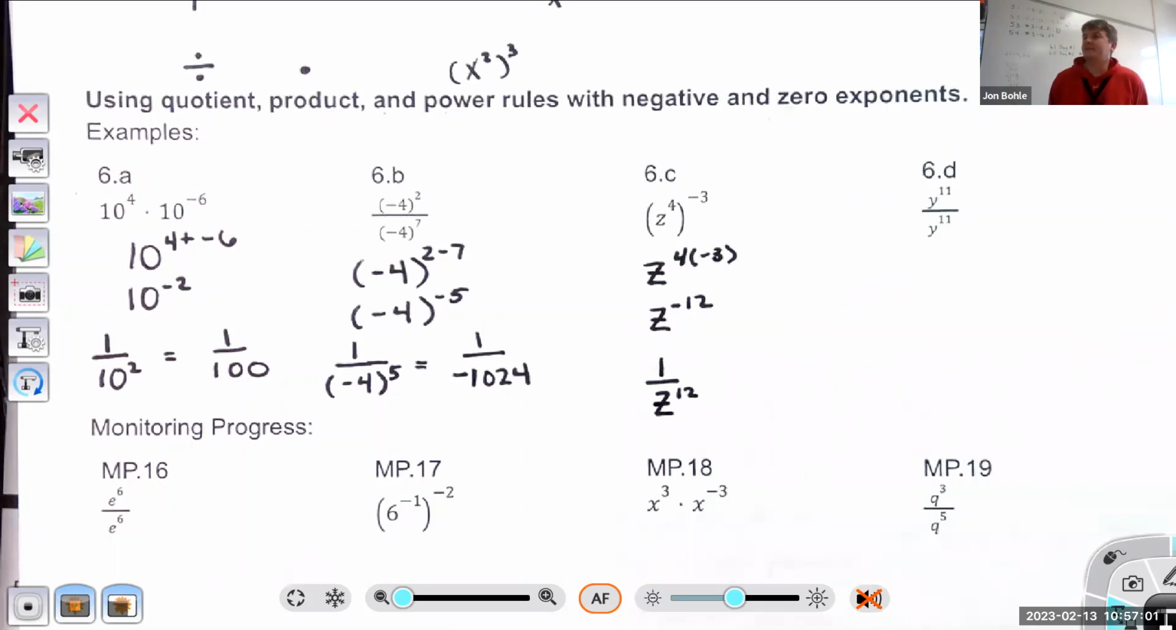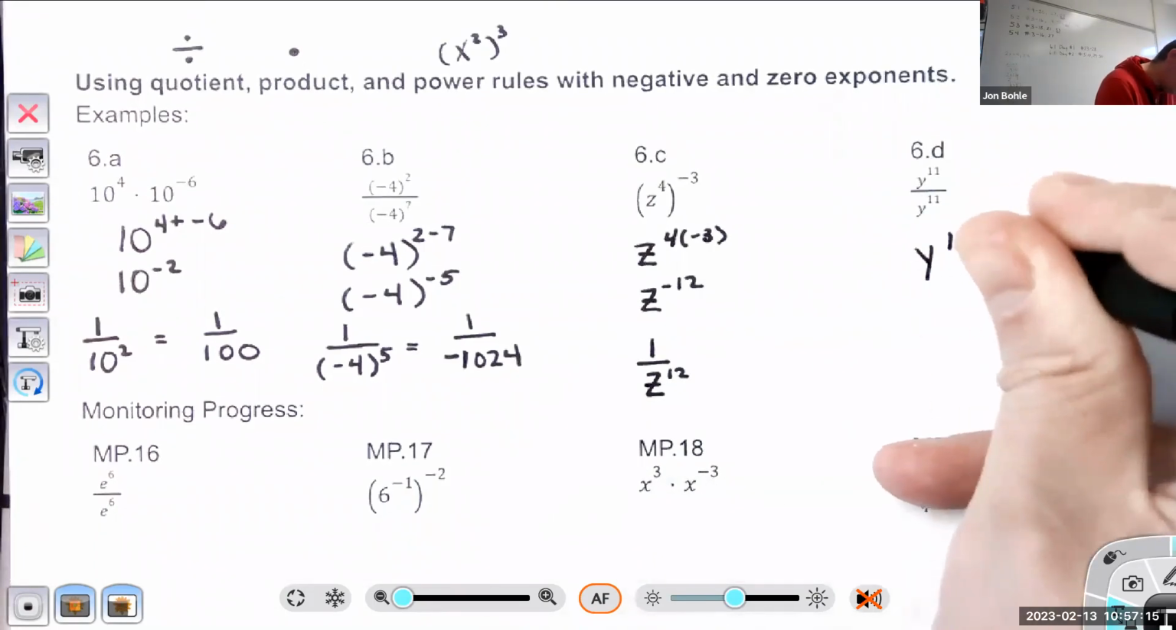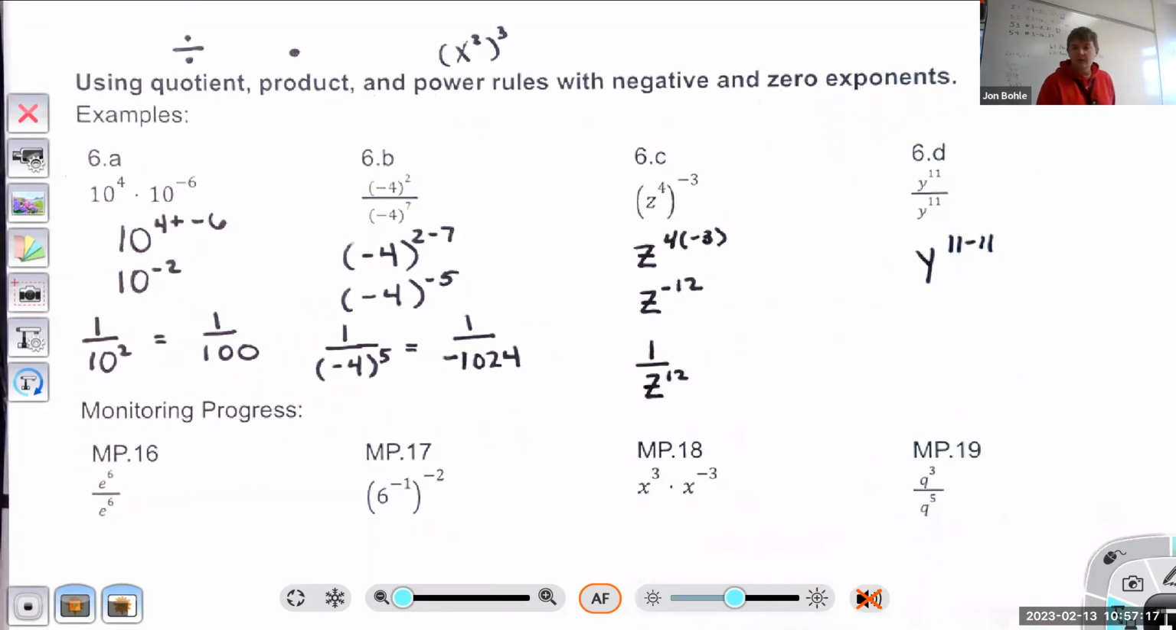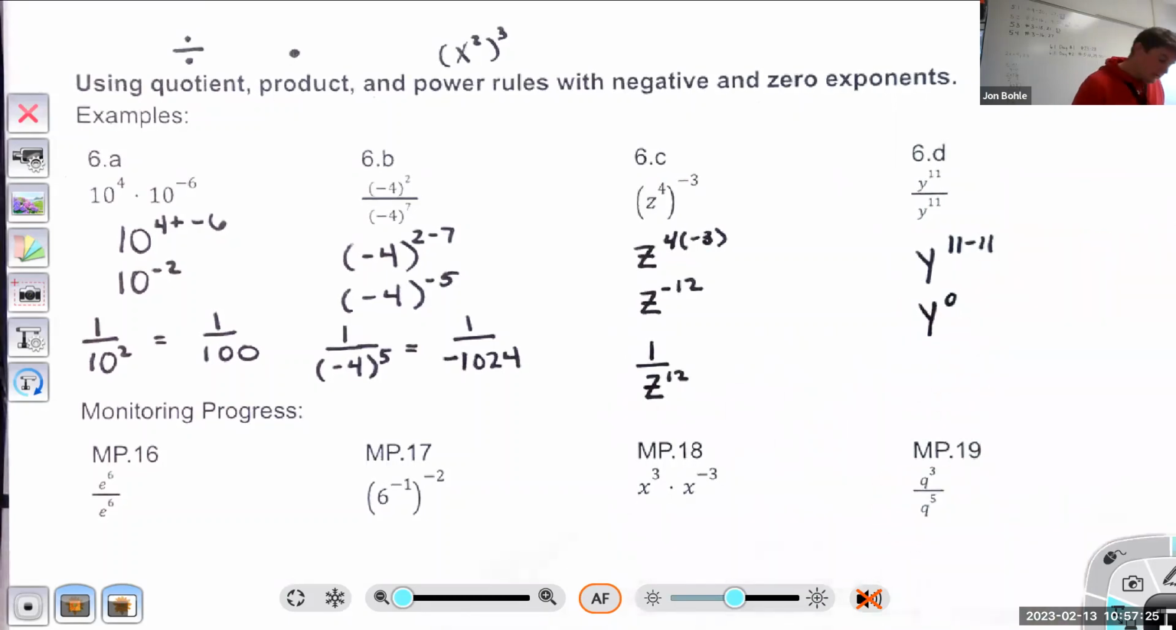Okay, 6D. What math operation is happening? Division. When there is dividing, what do I do with the exponents? Okay, so I get y to the 11 minus 11 power. 11 minus 11 is? y to the 0 power is?